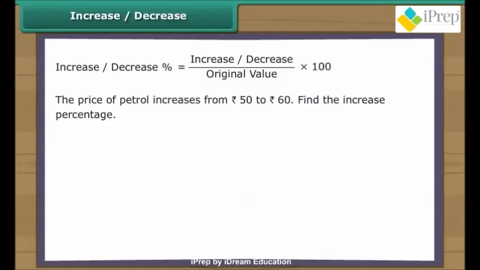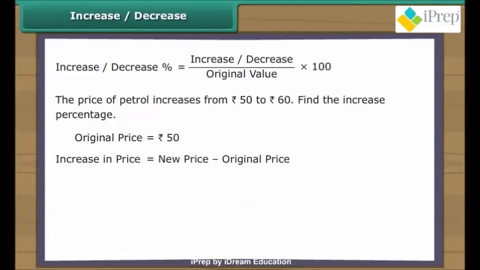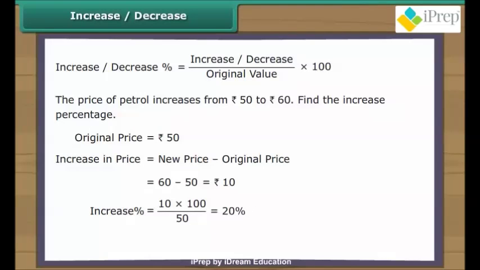The price of petrol increases from rupees 50 to rupees 60. Find the increase percentage. Here, the original price is rupees 50. Increase in price is equal to new price minus original price, which is equal to 60 minus 50, which equals rupees 10. Increase percent is equal to 10 into 100 upon 50, which is equal to 20%. So, the fuel prices have increased by 20%.